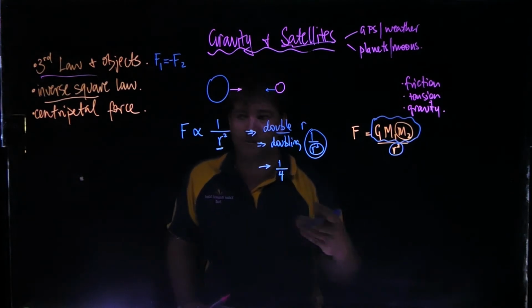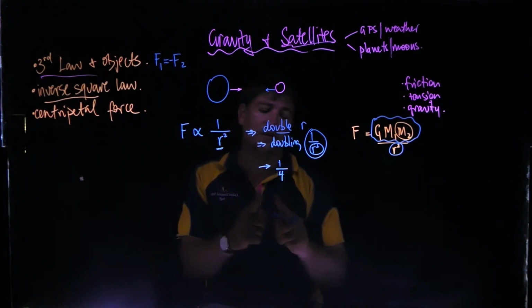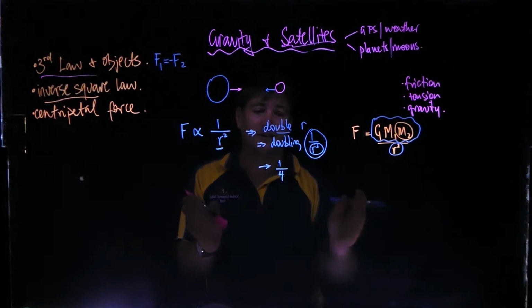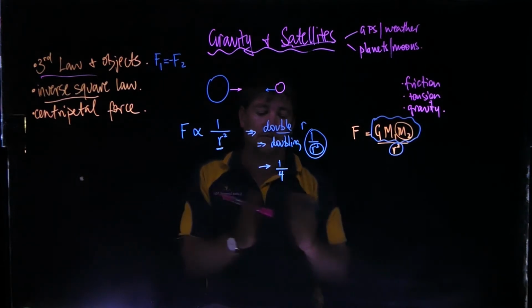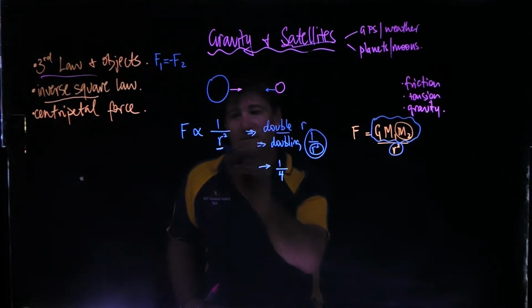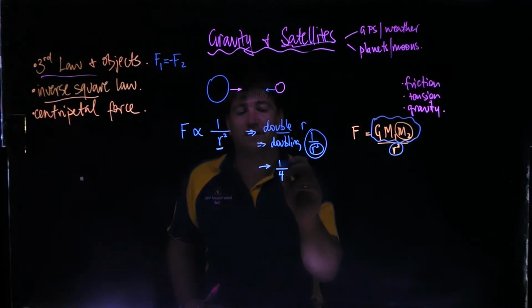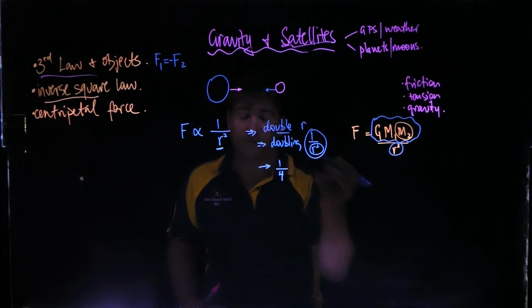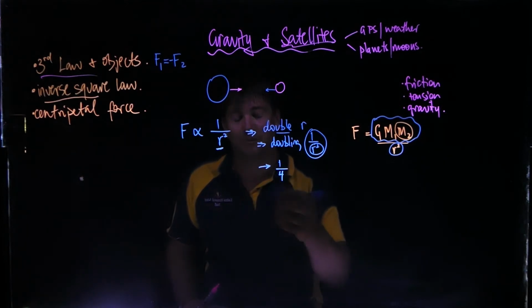It works with magnets too. If you bring magnets close together, the force of attraction gets bigger. If I double the distance, making them further apart, the force is smaller. Conversely, if I halve the distance, I'm squaring the halving as well, which makes it 4 times stronger.